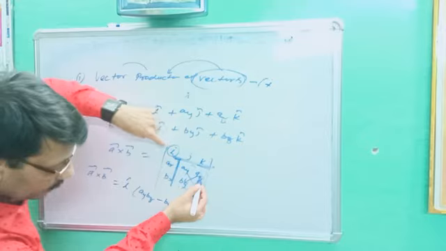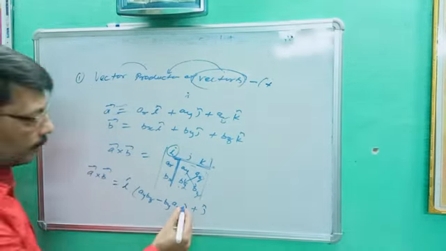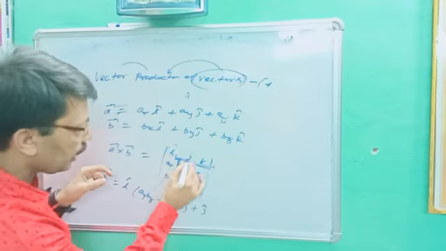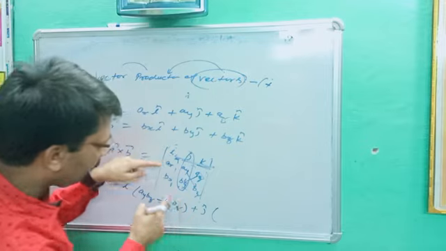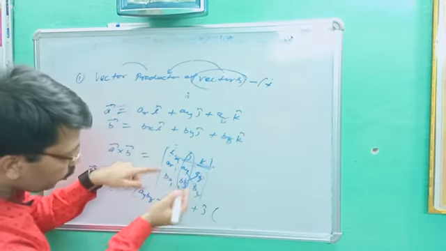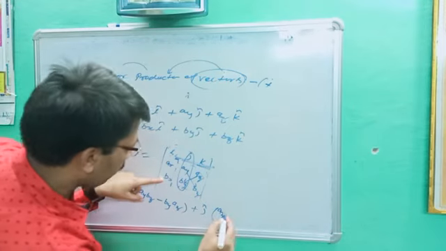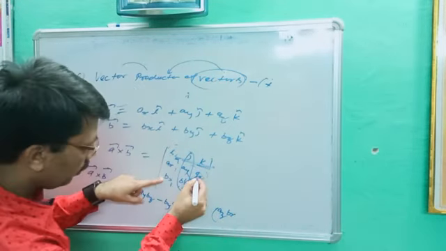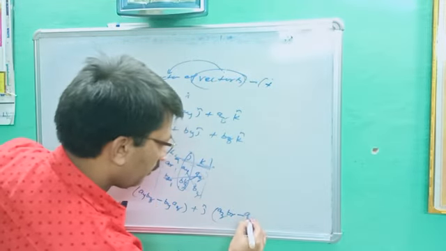Plus j cap. What will be j cap? This is the turn of j cap. If j cap, this row will be left out. So again what do we get? j cap into, you do just the reverse: az bx minus ax bz.